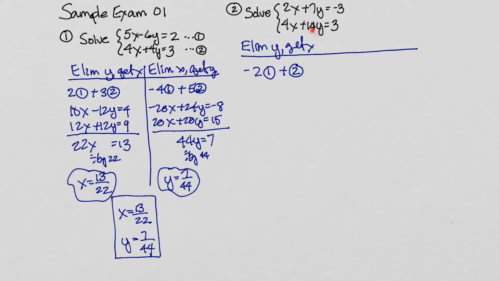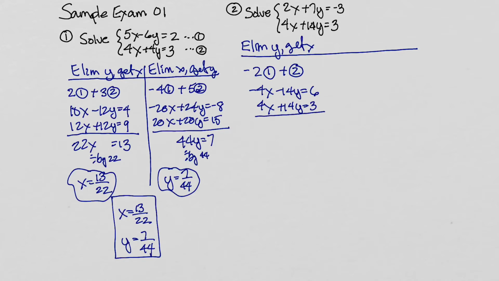So let's try this. Let's take this negative 2 and multiply it all the way through equation 1. So we get negative 4x minus 14y equals positive 6. Let me just check that. 2 times negative 2 is negative 4. 7 times negative 2 is negative 14. Negative 3 times negative 2 is 6. Write down the second equation, no change there. 4x plus 14y equals 3.